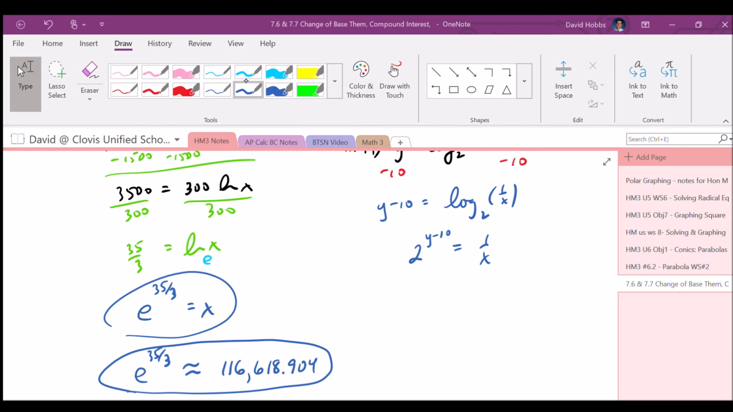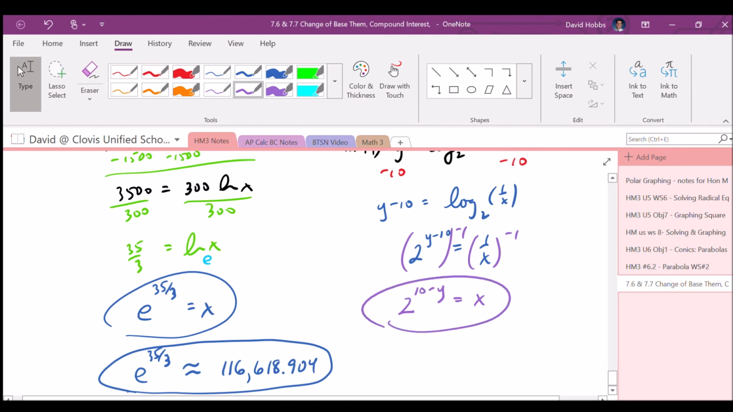So I could raise both sides to the negative 1 power, because 1 over x to the negative 1 power would be x to the 1st. And we multiply the exponents over here, so we have 2 to the 10 minus y power. And that's what x is equal to. I mean, that's really about as clean as it gets.